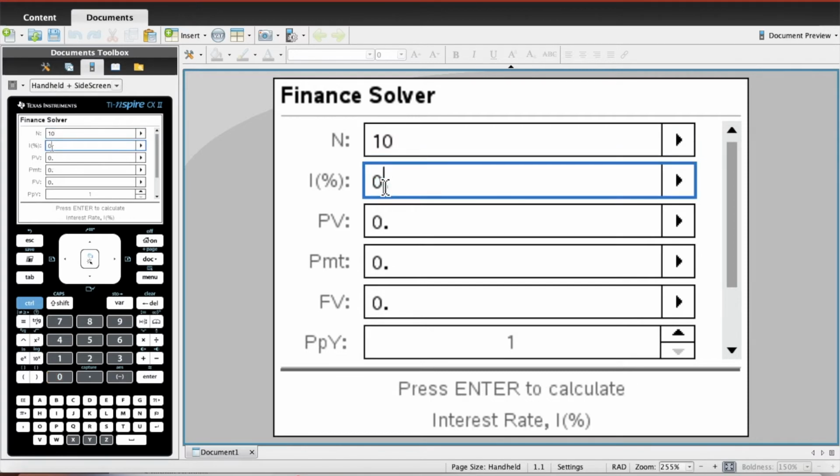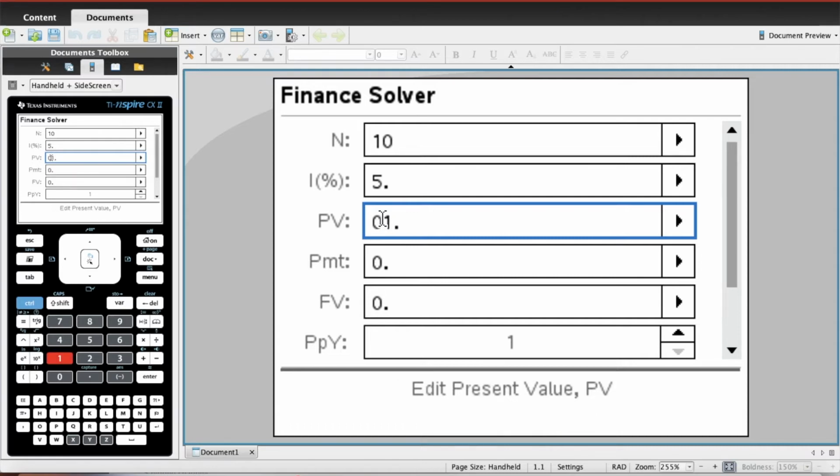They say that it's 5% per year. So I'm just going to put a 5 there. Okay. Now the present value for the company, they've gained 100,000, right? So I'm actually going to put 100,000 there, right? Because they've actually gained that money. Now the payment, they're not making any payments on this. Okay. The future value is what we're interested in.